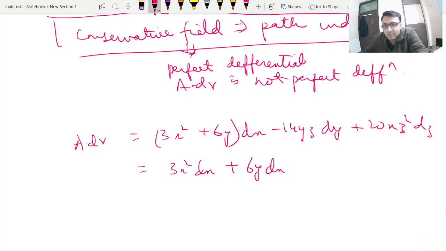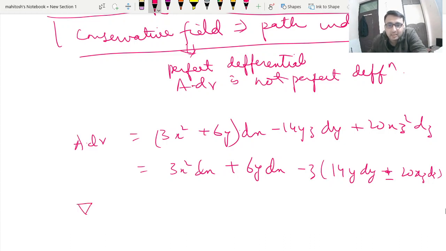Okay, so we can see over here that even if I deal with this, there are terms like, if I take z common here, 14y dy plus minus 20xz dy. So there is a relation between z, x and y. So we can see that A dot dr is not a perfect differential. Okay, so that's why we can say that answers are not same.